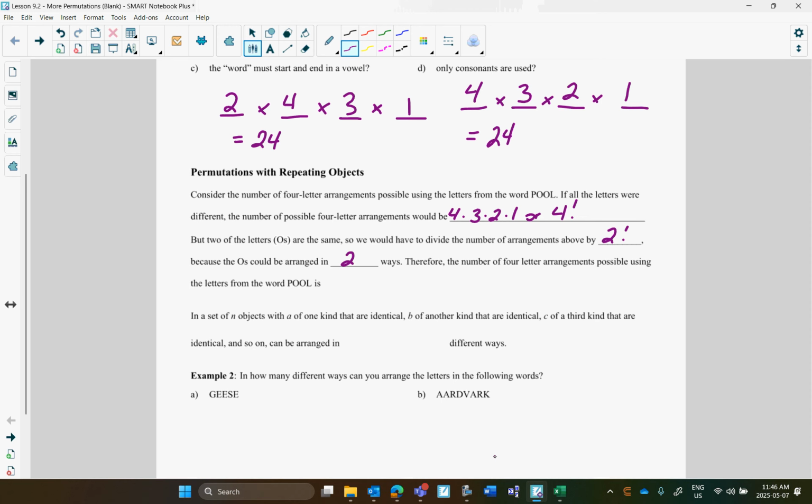So we would say, and here it's good to use factorial notation. So this is if there were no repeating letters. Because a letter repeats, I have to divide by 2 factorial. So that gives me 24 divided by 2, which is 12.